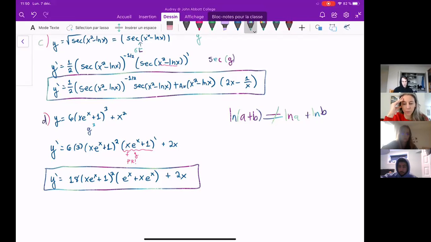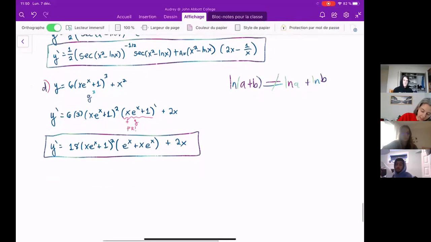Okay, any questions about this one? All right, that brings us to our last one, E, and that's the one where we said logarithmic differentiation was necessary.